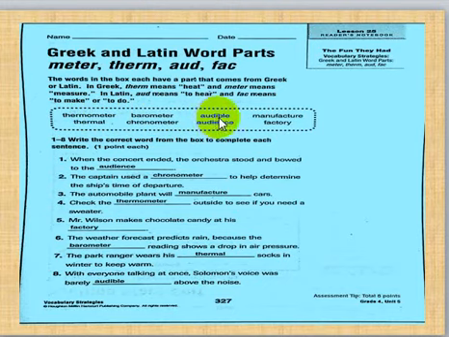Number 3, audible means what? Try to think. We have this part, A-U-D. I told you it means what? Aud, it means hear. So, yes, audible means you can hear it. You can hear it. Okay?